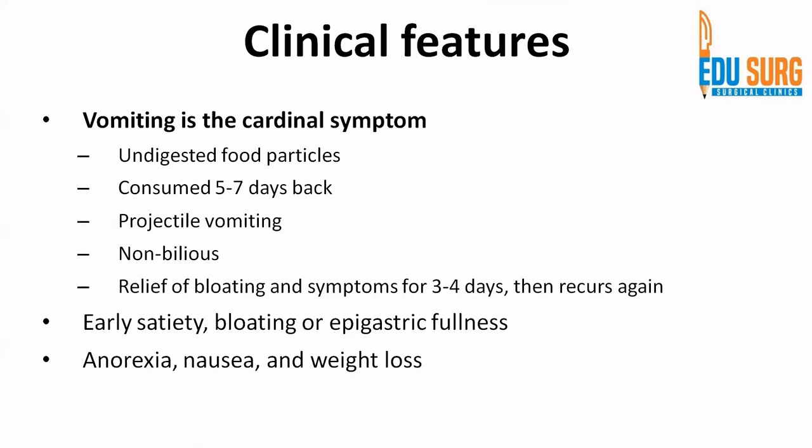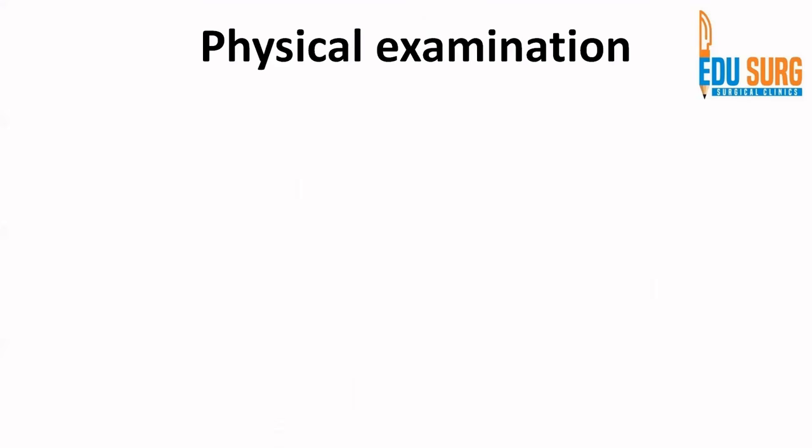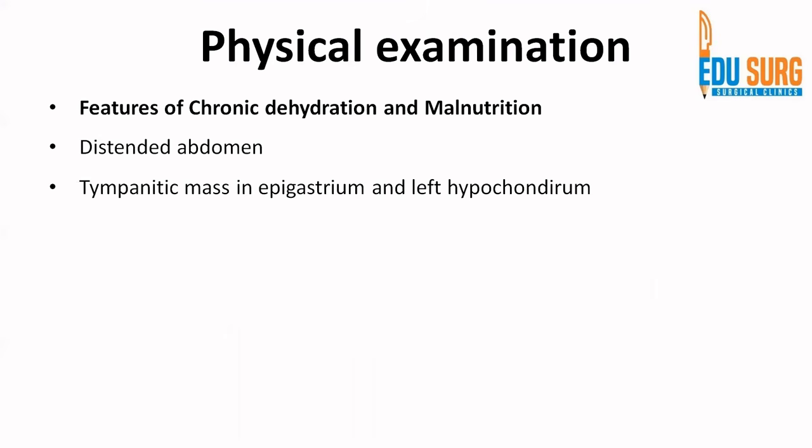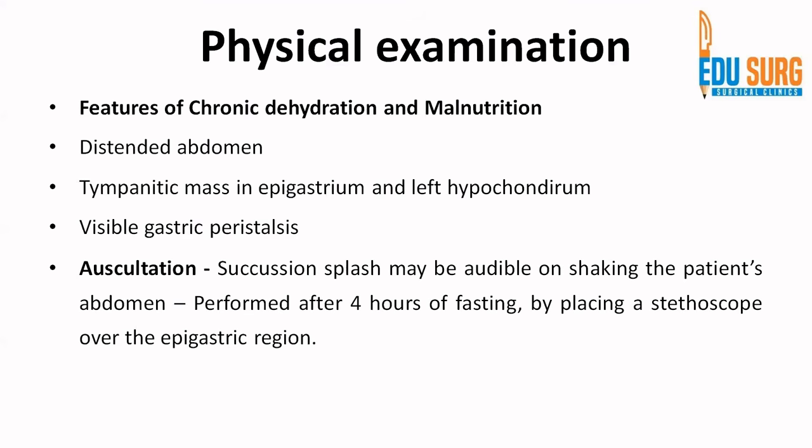There can also be early satiety, bloating, or epigastric fullness, as is seen in malignancy, tuberculosis, or lymphoma. You can have anorexia, nausea, or weight loss in the patient, pain in epigastric region, but fullness is a more common symptom. When it comes to physical examination, there are features of chronic dehydration, malnutrition, distended abdomen. There is a tympanitic mass in epigastrium, left hypochondrium can extend up to left lumbar and umbilical region, visible gastric peristalsis, and when you auscultate, a succussion splash may be audible.